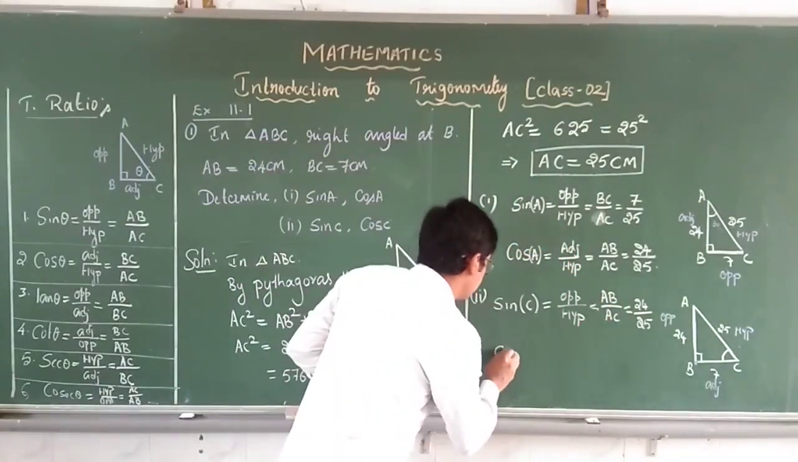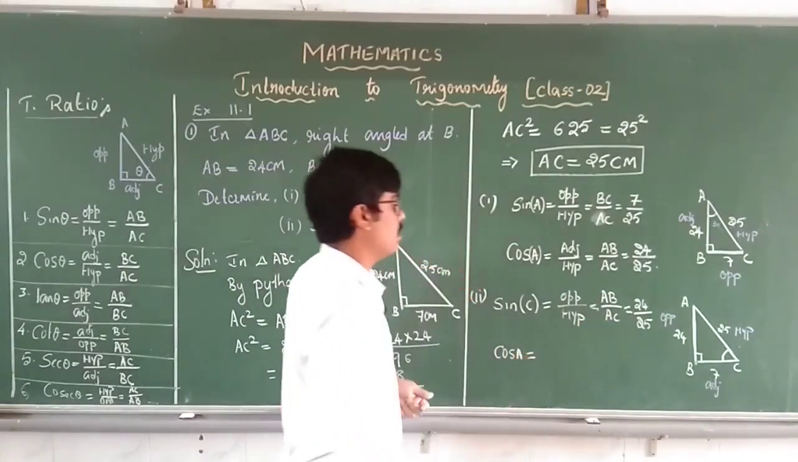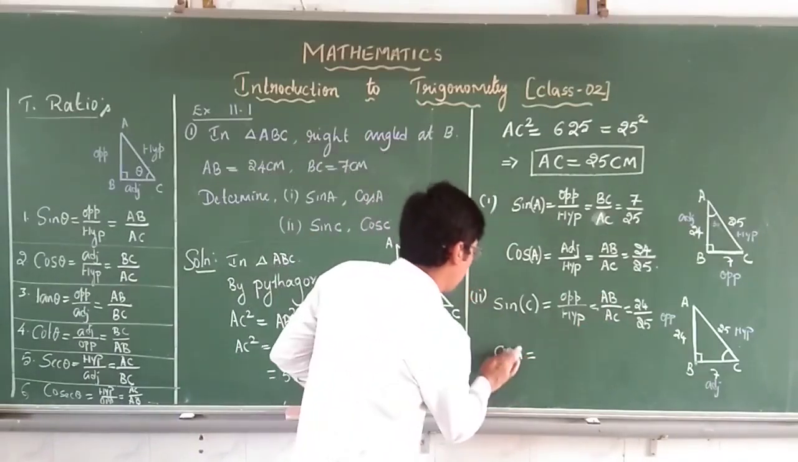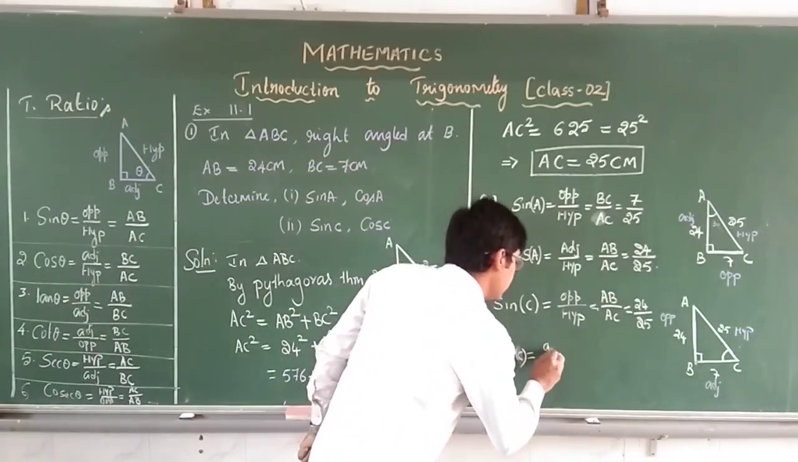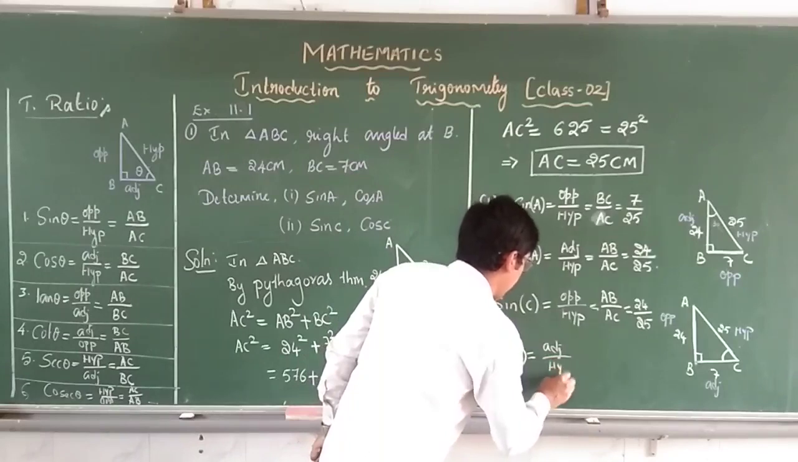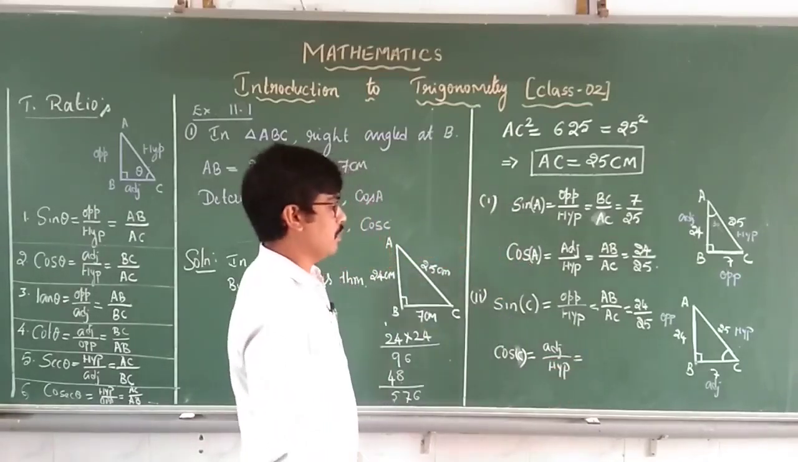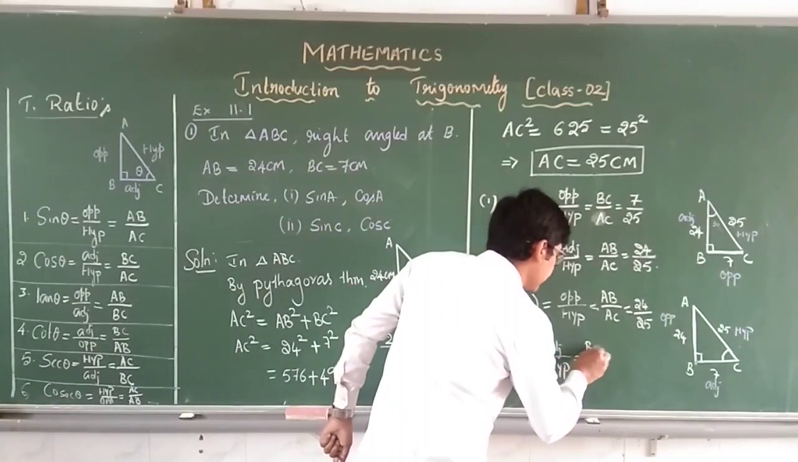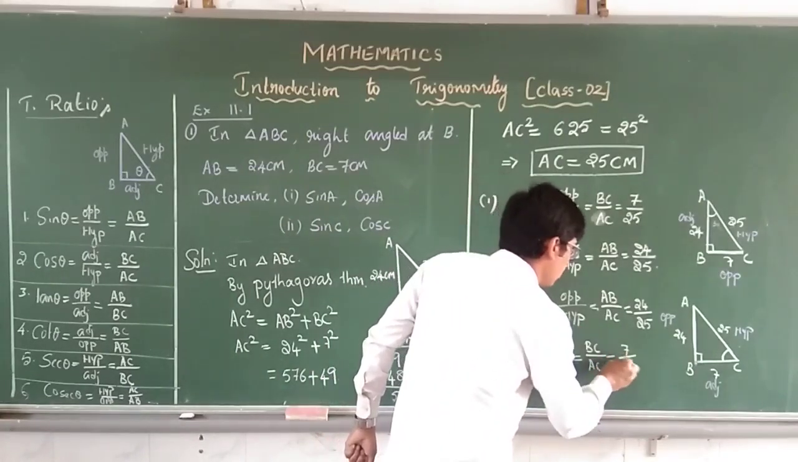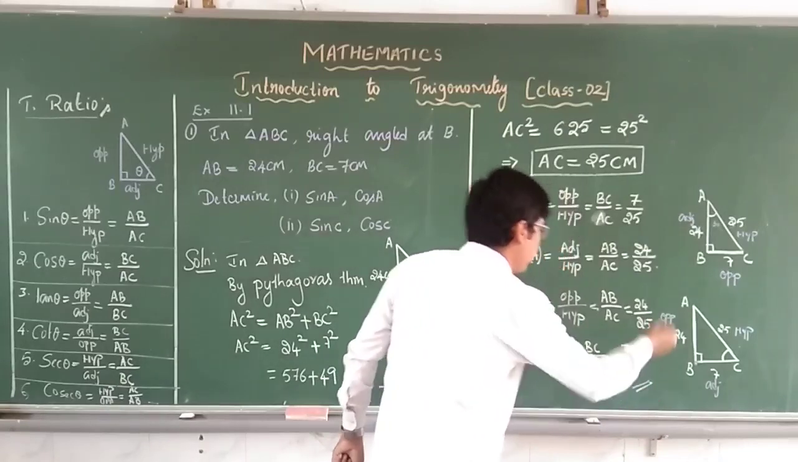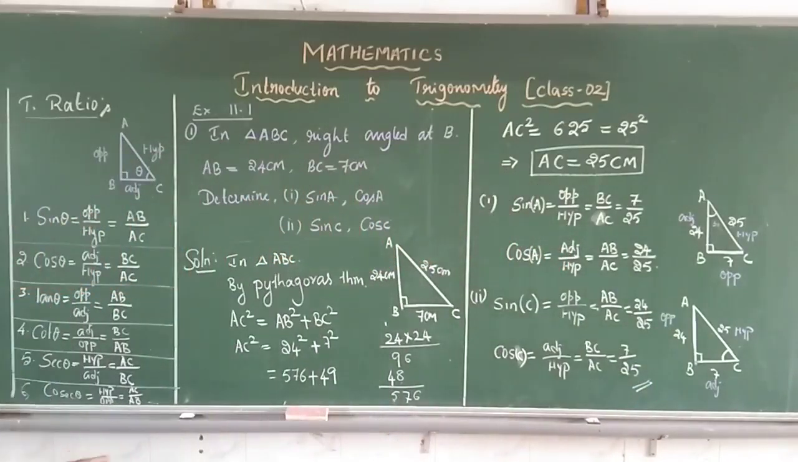Now cos C. So what is cos C? That is adjacent divided by hypotenuse. The definition is the same, adjacent by hypotenuse. Which is the adjacent side here? The adjacent side is BC, hypotenuse is AC, therefore this is equal to 7 divided by 25. These are the required solutions for the first problem in the given exercise. Pause the video, write down the solution.